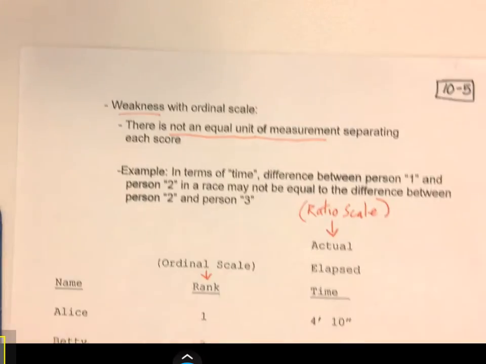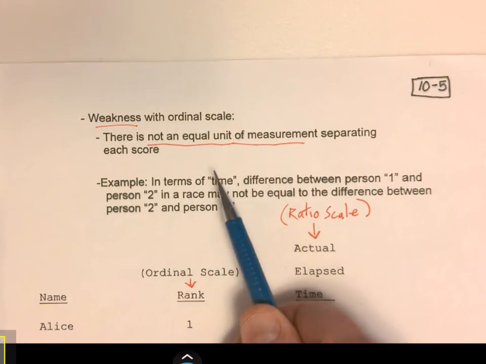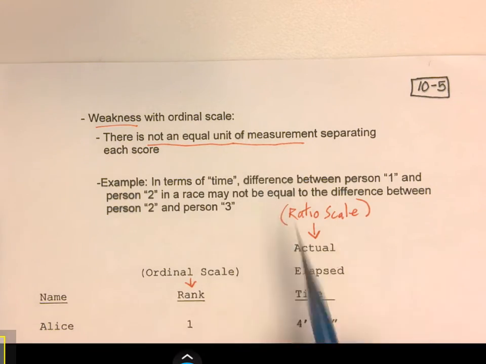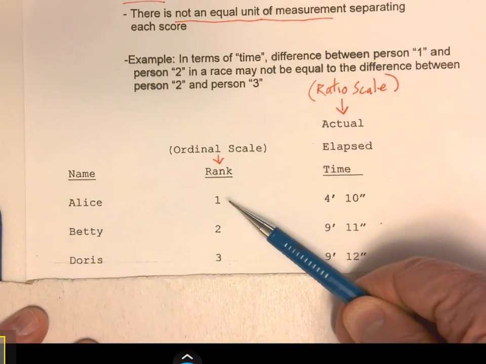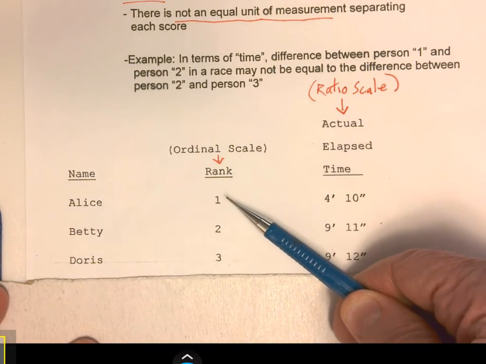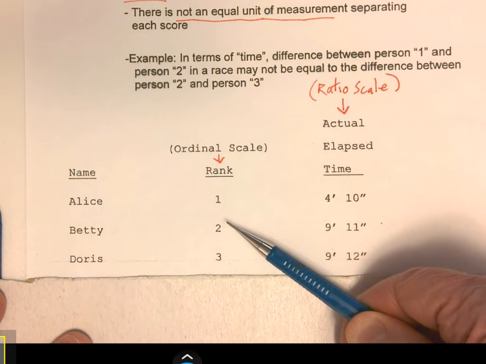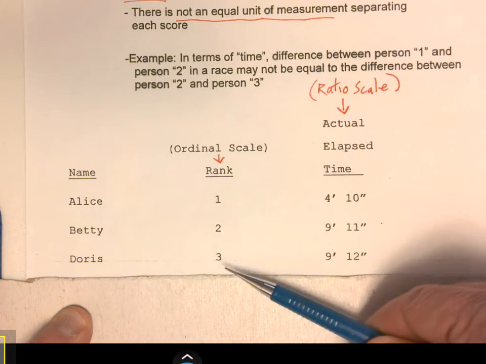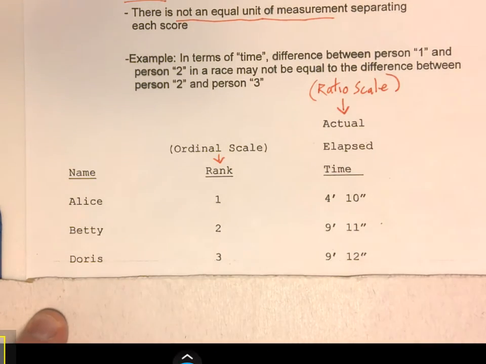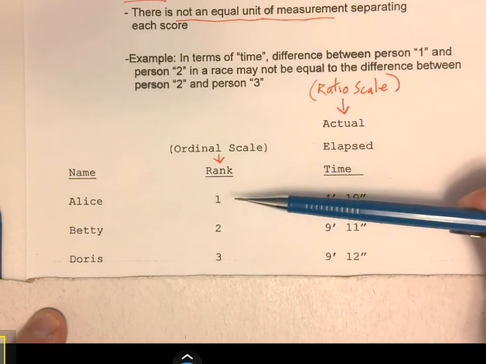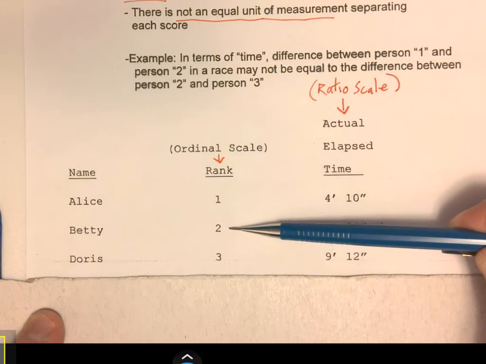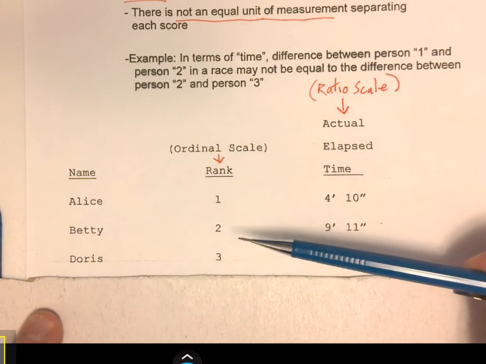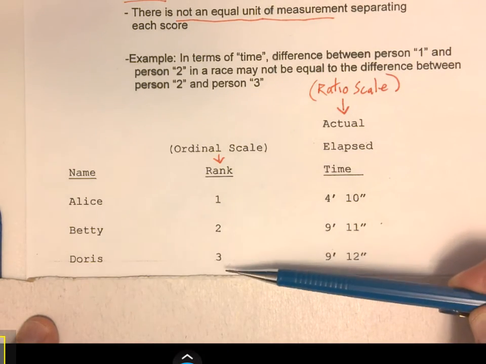Notice if what I was using was ranking, there's not an equal unit of measurement separating each score. There's one unit of measurement separating 1 versus 2, one unit of measurement separating 2 versus 3. But when it comes to their performance in the race, the difference between Alice versus Betty is not at all equal to the difference between Betty versus Doris.